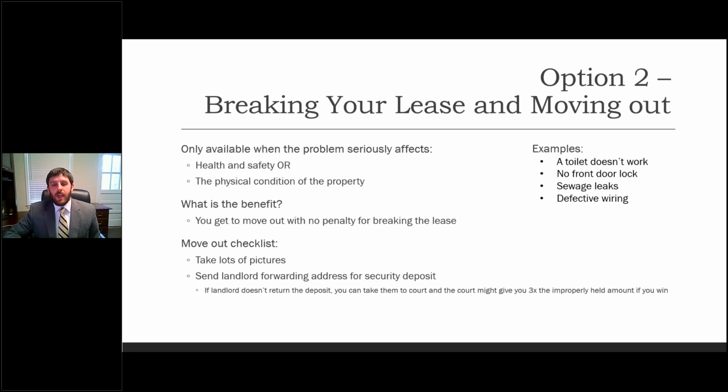But if it's not your fault, and particularly if it's because of the repair issue, you can take the landlord to court, and depending on the circumstances, the judge may award you 3 times the amount that was improperly withheld if you win. So if you have to pay $650, the first month's rent, as a security deposit, then you could get 3 times $650 if you win that case. So those are the benefits. Those are what you get from breaking your lease and moving out.